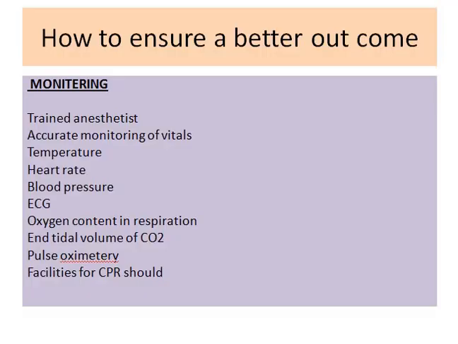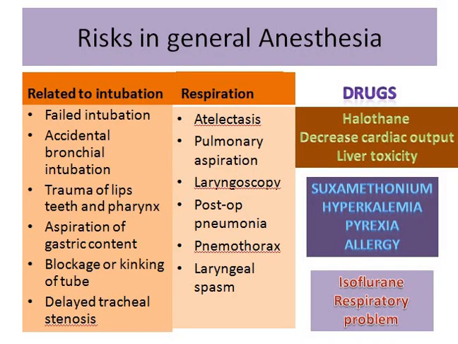Now, how to ensure a better outcome of anesthesia is simply by monitoring and having a trained anesthetist. Accurate monitoring of vitals like temperature, heart rate, blood pressure, ECG, and oxygen concentration, and respiration is monitored by pulse oximetry. The facility should have an accurate team which should do CPR on the patient if the code blue is initiated. Now, anesthesia is a very risky process, so it itself has a lot of complications which can be either intubation related, respiratory related, and even drug related.